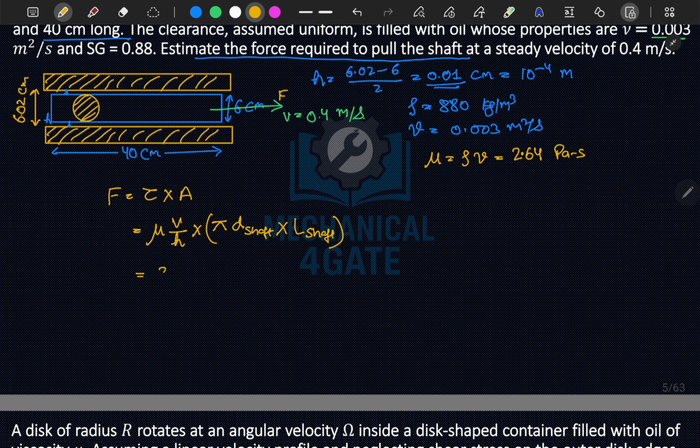If we substitute the values here, 2.64 into velocity, which is given as 0.4 meter per second, divided by h, which is 10 to the power minus 4 meters. Always keep your attention on units. You shouldn't mess with them, otherwise your answer will be far off. Then pi into d of shaft, which is 6 centimeter, that is 6 into 10 to the power minus 2, and the length of shaft is 40 centimeter, so 40 into 10 to the power minus 2. Now these terms can be cancelled out.